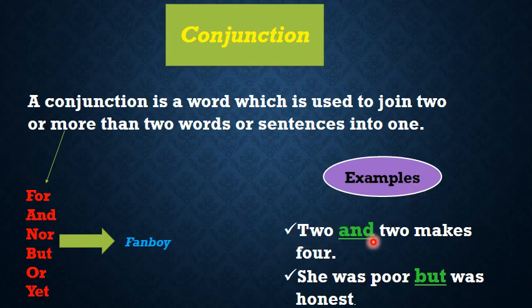2 and 2 makes 4. The conjunction which is used to combine them is and. The second example is, she was poor but honest. And the conjunction which is used to link is but.